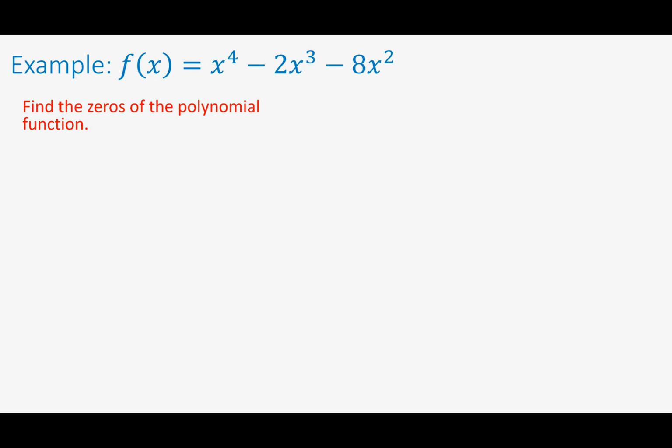Okay, so let's do some factoring. What is the greatest common factor for x to the 4th minus 2x cubed minus 8x squared? Can I factor out a number, a coefficient number? Nope. How many x's can I factor out? 2. So I could say, well, x squared times x squared minus 2x minus 8.